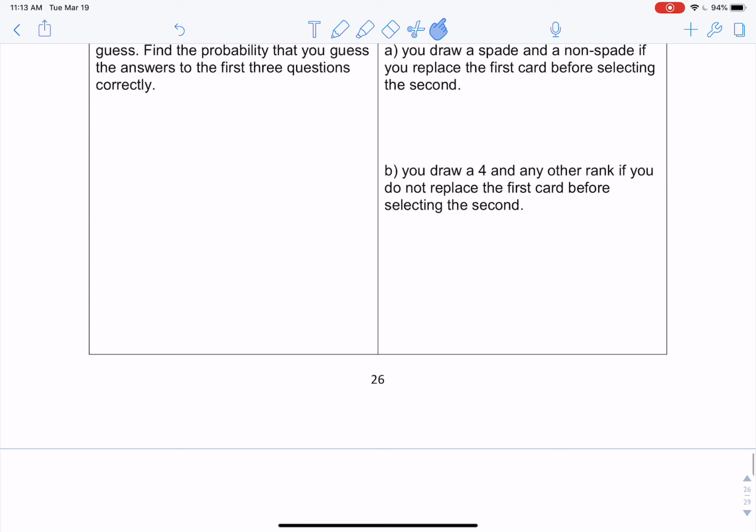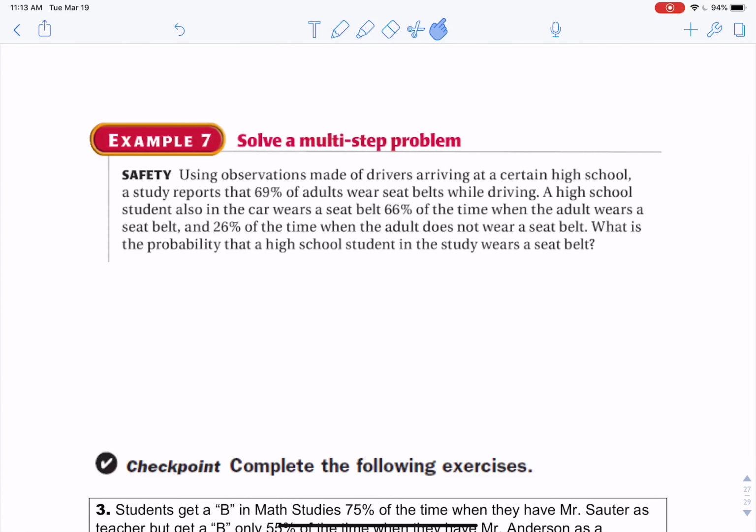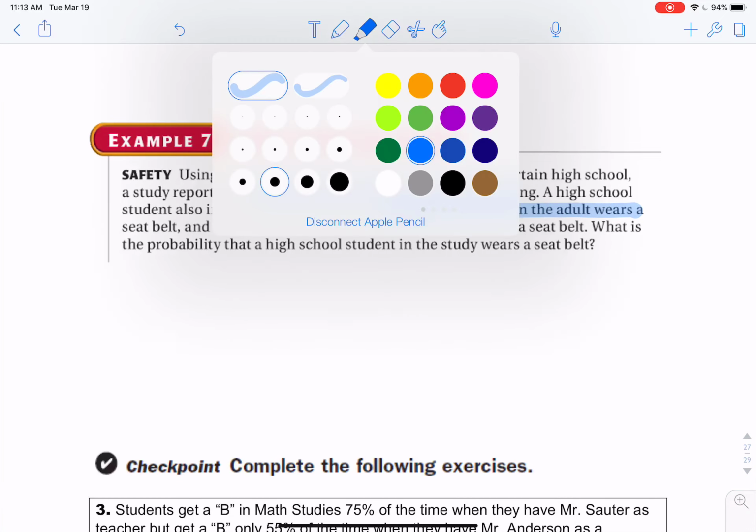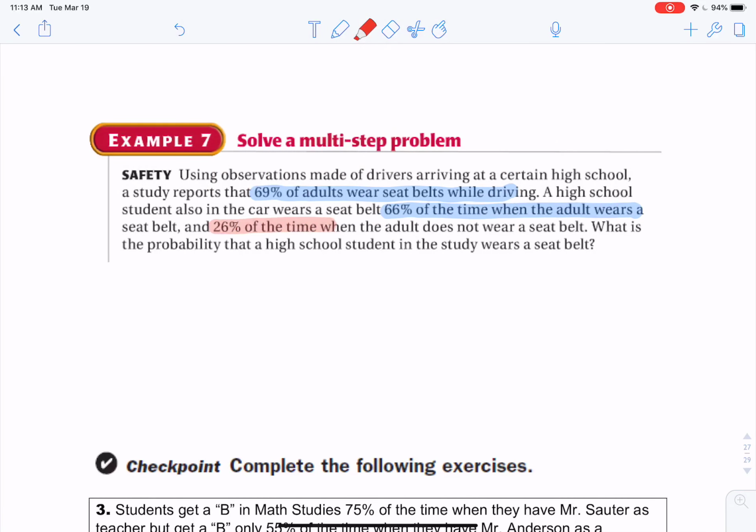Okay, so then when we look here, solving a multi-step problem, we're going to talk about making kind of the tree here. So what it says is that a study reports that 69% of adults wear a seatbelt while driving. So it says a high school student in the car wears a seatbelt 66% of the time when the adult is wearing it, but only wears it 26% of the time when the adult does not. So the question is asking us, what is the probability that a high school student in the study wears a seatbelt?